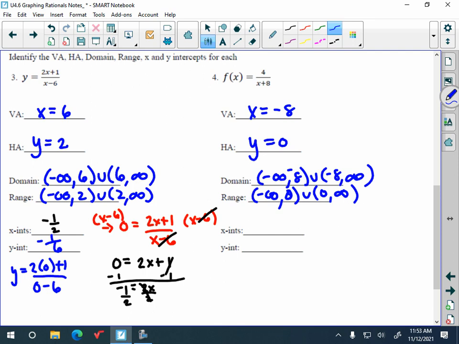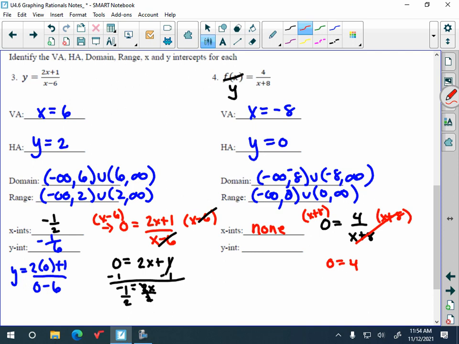Now to get the x-intercept, remember f of x and y are the same thing. If you don't like seeing function notation, you can just replace f of x with y. So y gets replaced with 0 equals 4 over x plus 8. We're going to solve this for x, so we multiply both sides by x plus 8. That cancels out, and 0 times x plus 8 is still 0. So we get 0 equals 4. Because there's no x to solve, and 0 doesn't equal 4, there's no x-intercept.